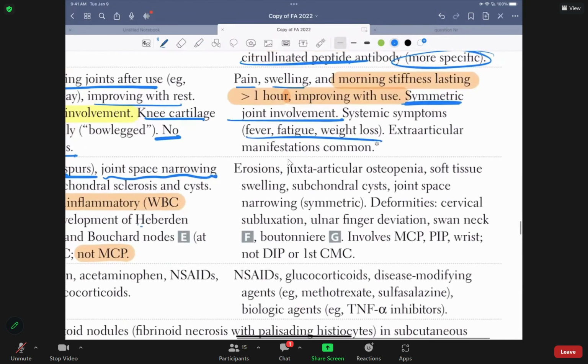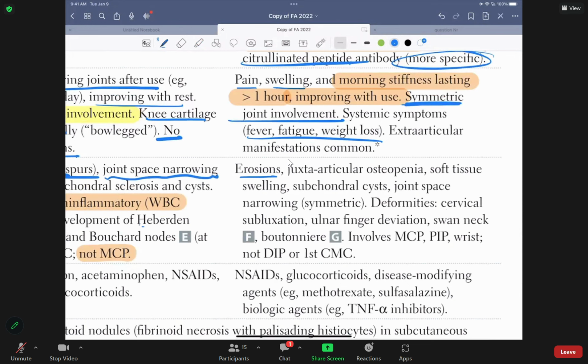Erosions can happen. Juxta-articular osteopenia, soft tissue damage. Now, let's not read things that are common for both. If you see here, deformities, type this or underline. When it comes to rheumatoid arthritis, they always have cervical subluxation. See, you have cervical, thoracic, lumbar, sacral vertebrae. Rheumatoid arthritis always involves the cervical. They asked that in the exam.